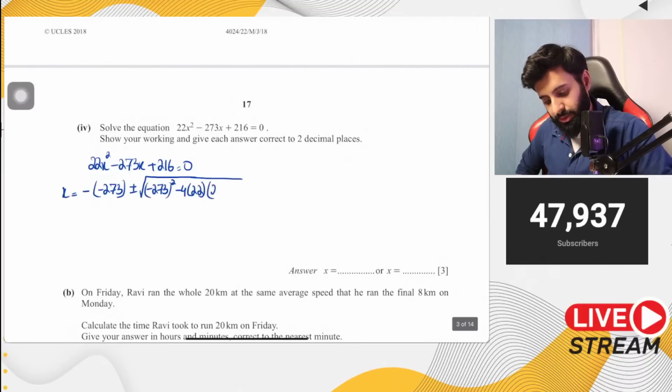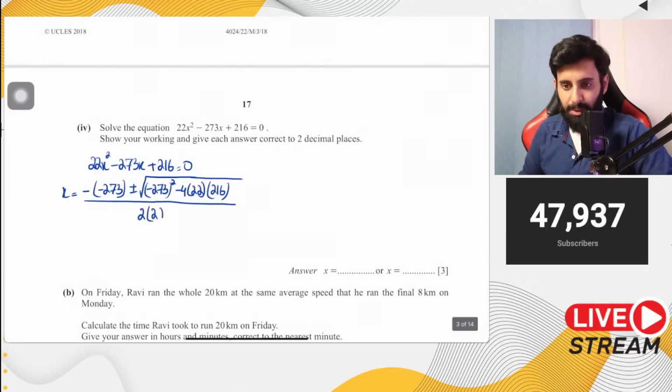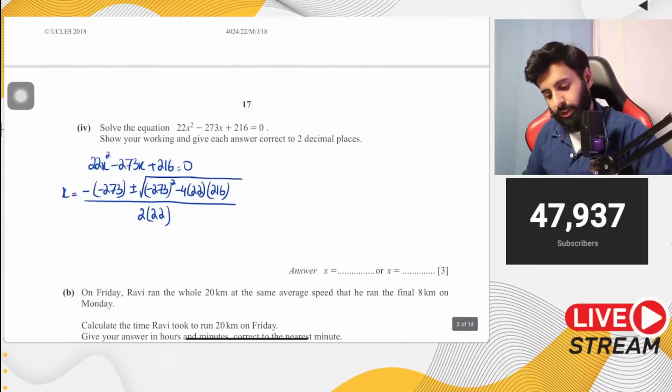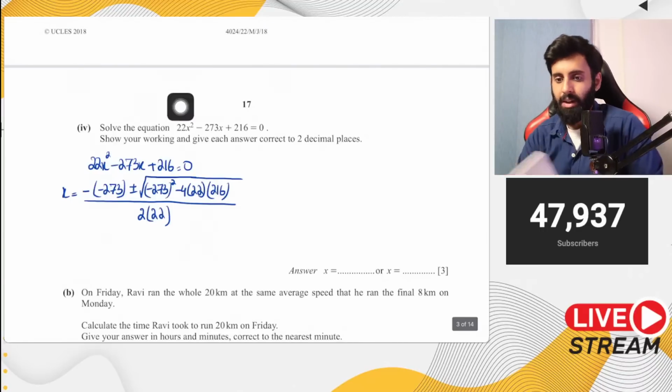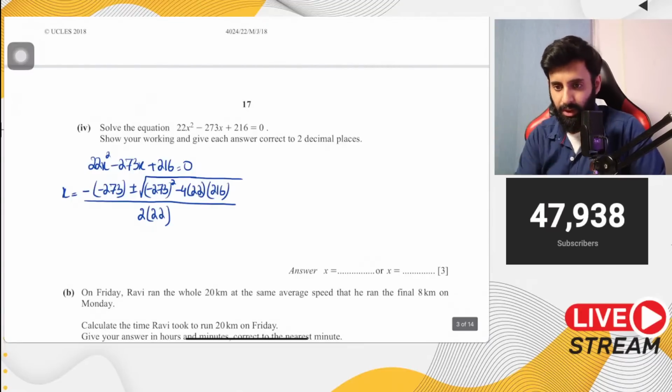In fact, even if you're using your calculator to write down the final answer, you can do that as well, but just show some amount of working. Showing this amount of working is good enough, and now I'm just going to use a calculator and write down the final value. I don't need to show every bit of simplification up until we get the final answer. That's not necessary. Just plug in the values in the quadratic formula and then write down the final answer. 22, minus 273, 216.